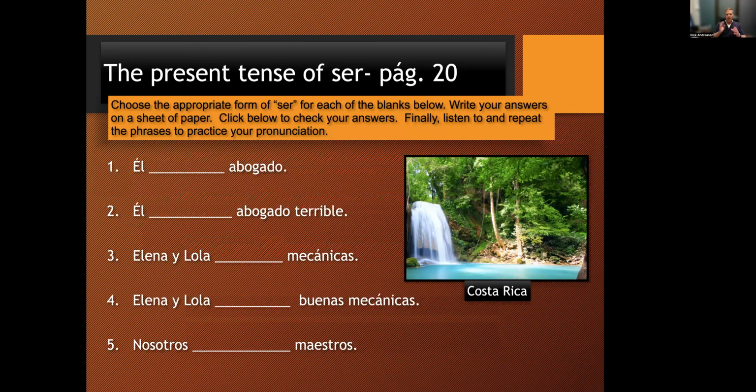All right, here's another one. You're going to pause for a second. I encourage you to write these down, your answers, and then we'll go back and repeat them. So 5 examples, and you're going to use the correct form of the verb ser. And if anything else, maybe an article is appropriate or not.